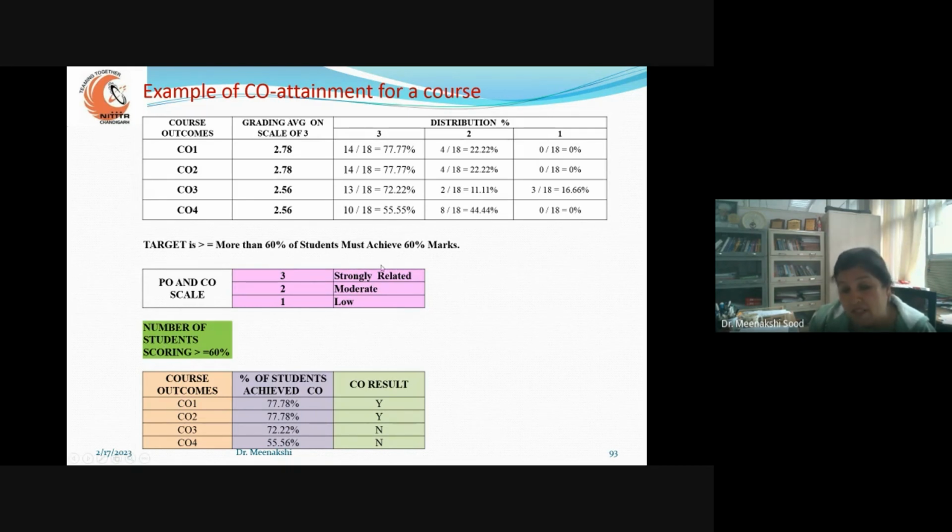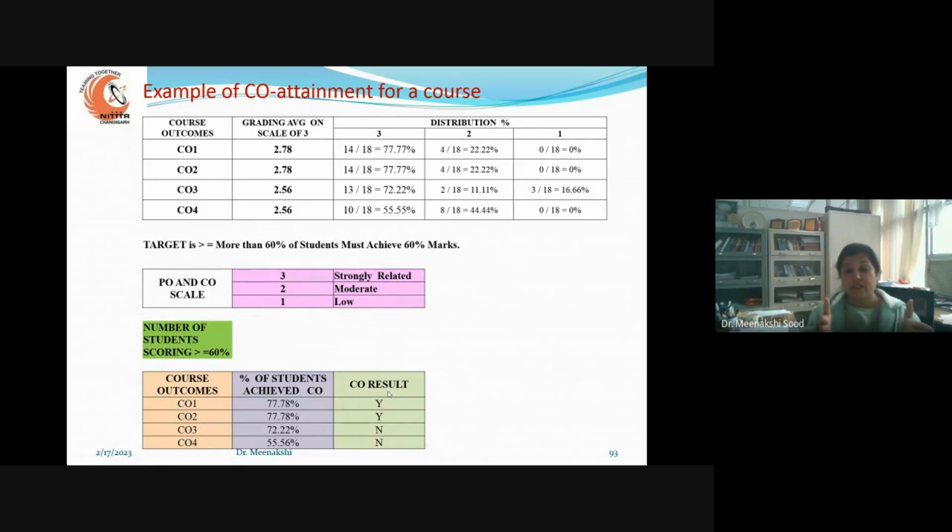Moderate means less than that. If 60% are not achieving, but the student is getting 50%, then it is moderate, and otherwise it is low. So this criteria has to be set and a proper justification has to be provided on the basis of selecting that criteria, right? And these criteria can be changed or modified also for a year or two.